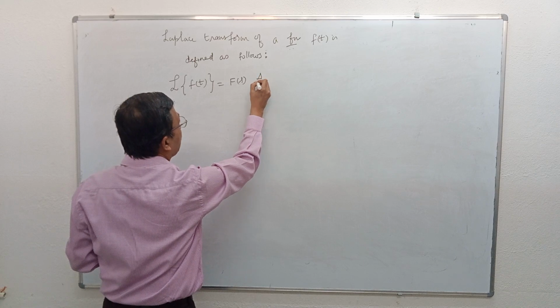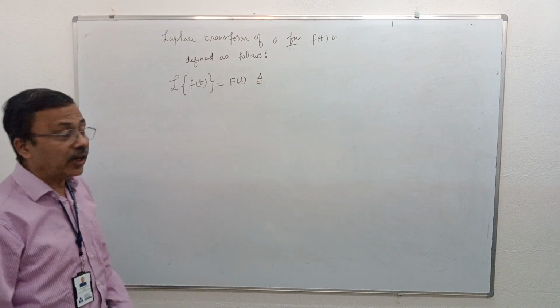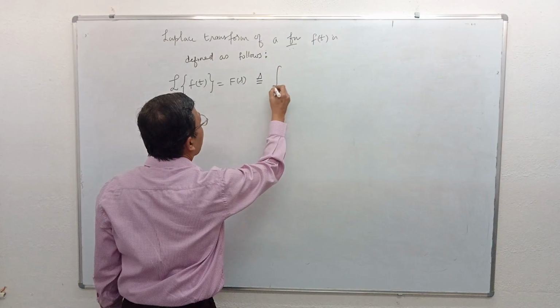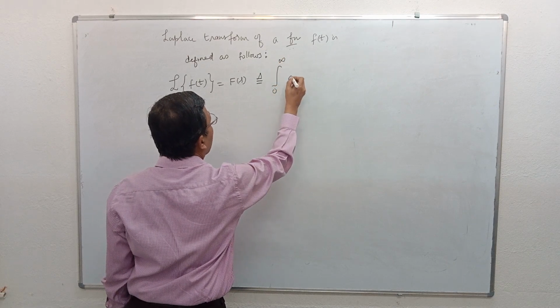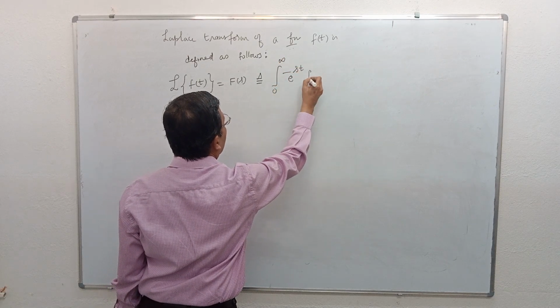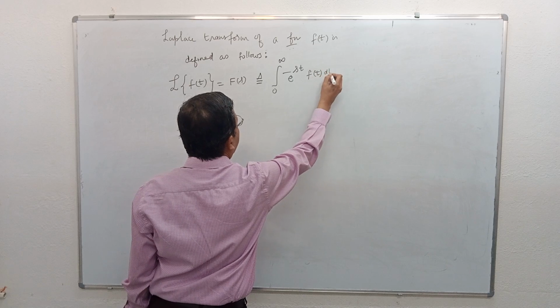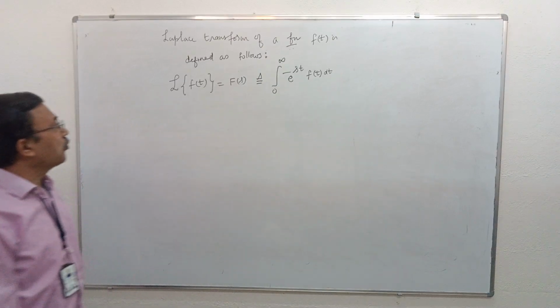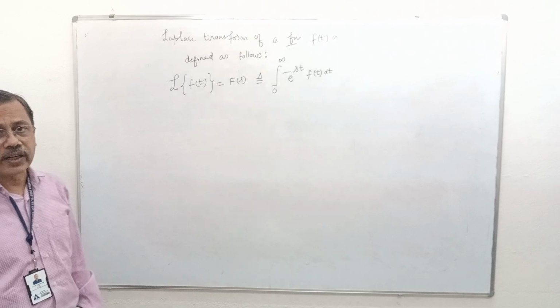By definition, if you put a triangle and equal to, it means by definition, integration from 0 to infinity e to the power minus st f of t dt. This is how the Laplace transform of function f of t is defined.